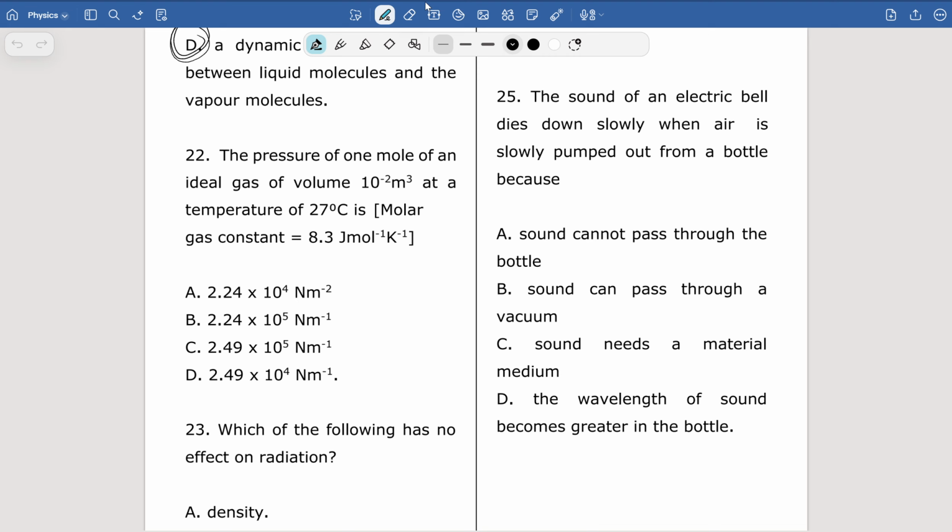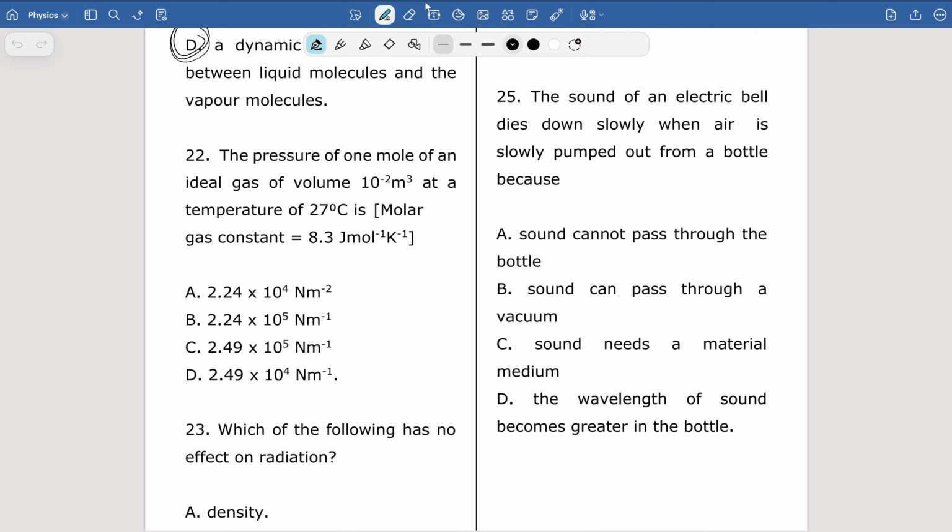Question 22. First, you should be able to identify where the question is coming from. Looking at question 22: the pressure of 1 mole of an ideal gas of volume 10 raised to the power of -2 meter cube at a temperature of 27 degrees Celsius is... so we're looking for the pressure.